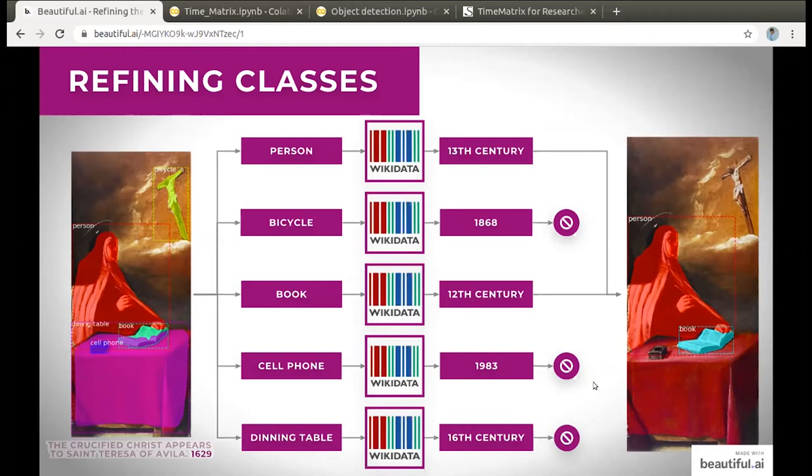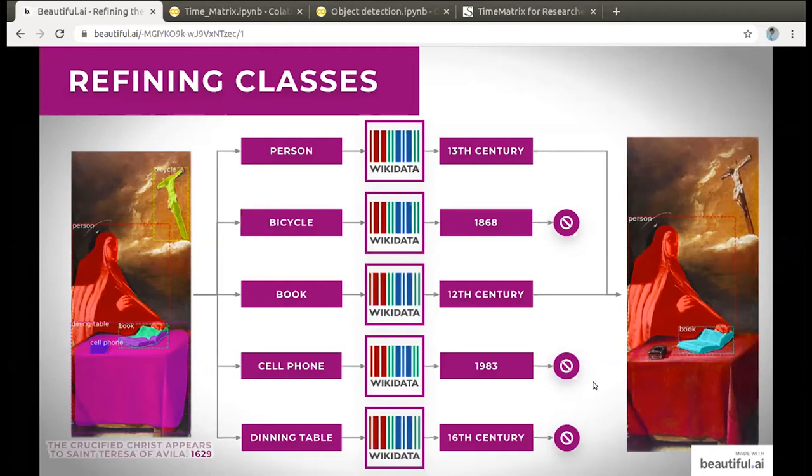So we used the pre-trained COCO dataset model, which detects 80 classes, and applied this model to the painting. The model detected several objects. As you can see, it's person, bicycle, dining table, cell phone, and book. Taking into account the date of the painting, the 17th century, we can check the time of inception of each class: person, bicycle, book, cell phone, dining table.